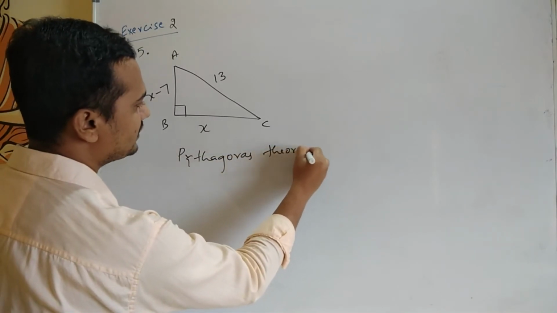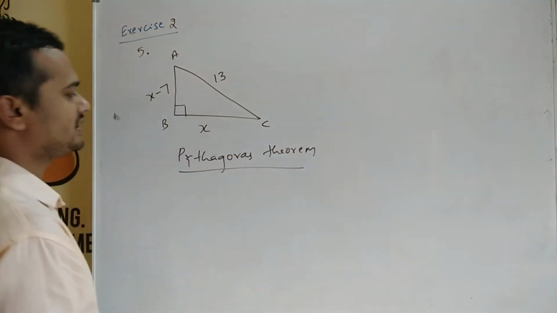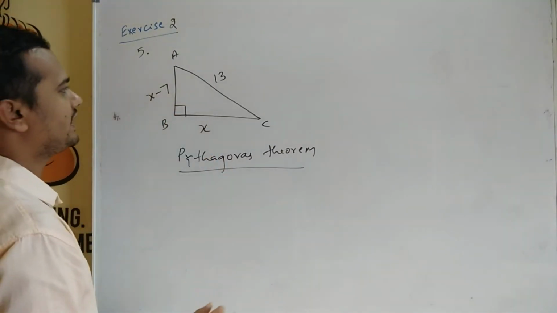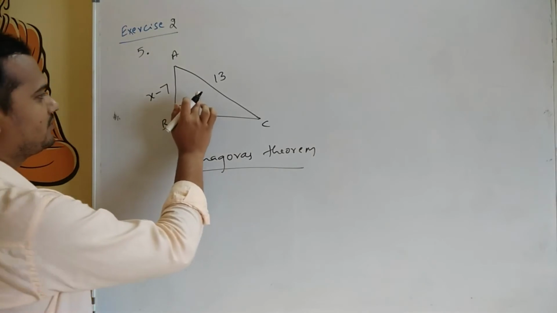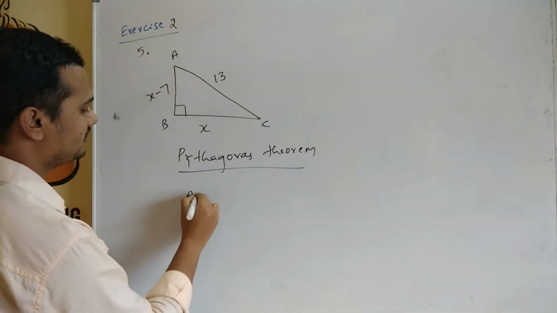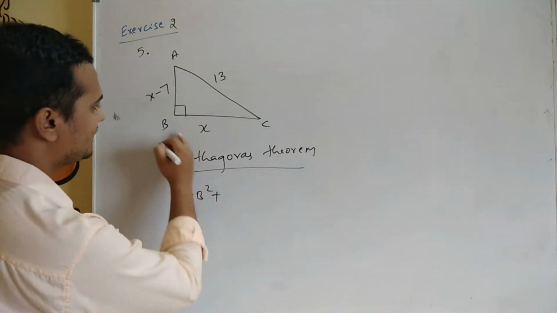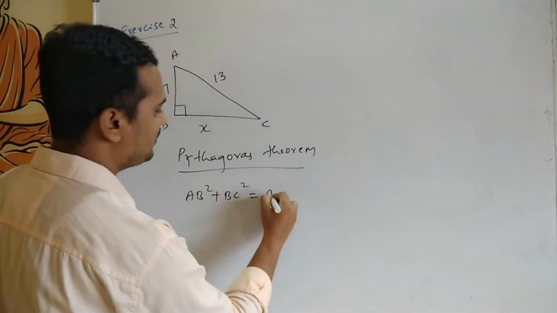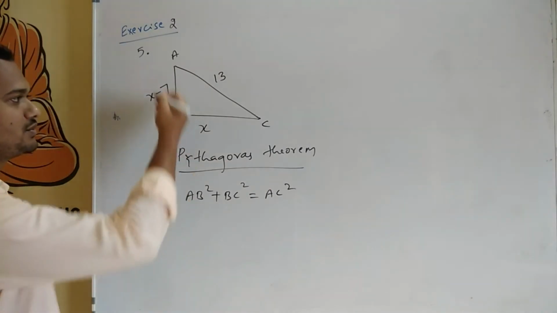So what is Pythagoras theorem? Actually, Pythagoras theorem is only applicable to the right angle triangle. So this is our right angle triangle. If I apply Pythagoras theorem to this one, what will I get? AB square plus BC square, the sum of the squares of the two adjacent sides, is equal to the square of the hypotenuse, right? So just substitute the values here.